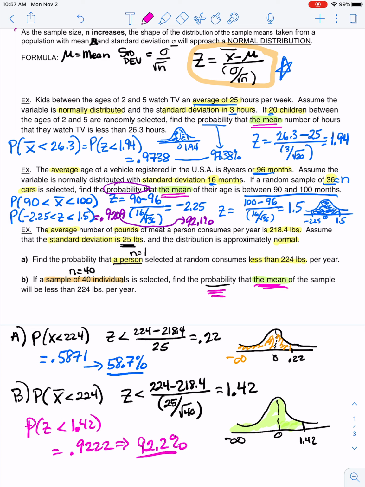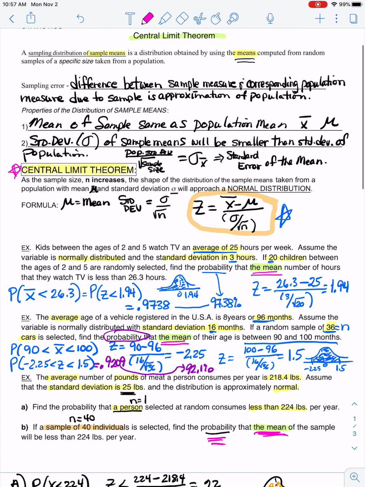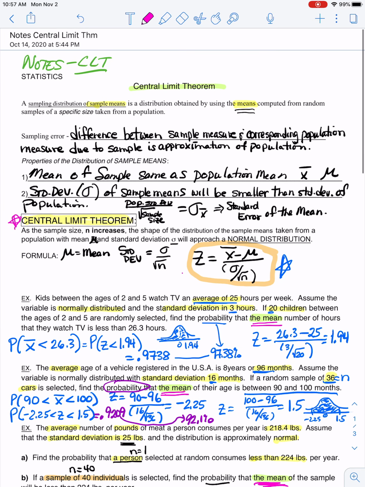So again, this is central limit theorem. You use this adjusted formula for your z-score when you're talking about a distribution of sample means. Please update your formula sheet accordingly.